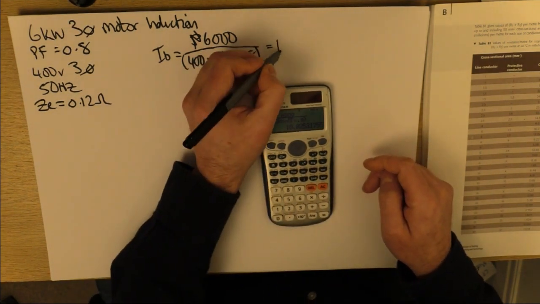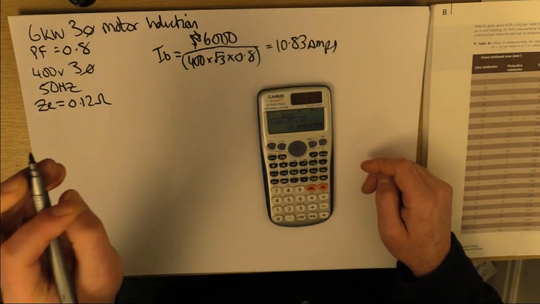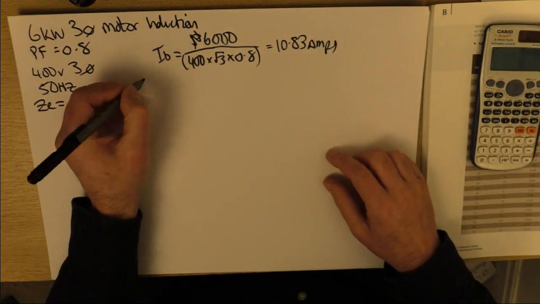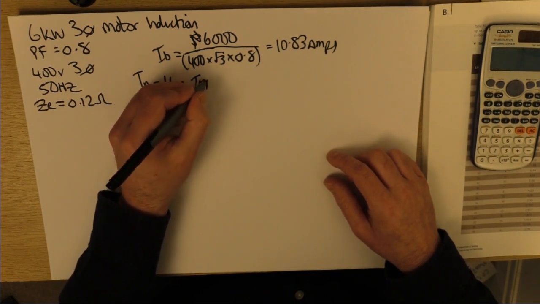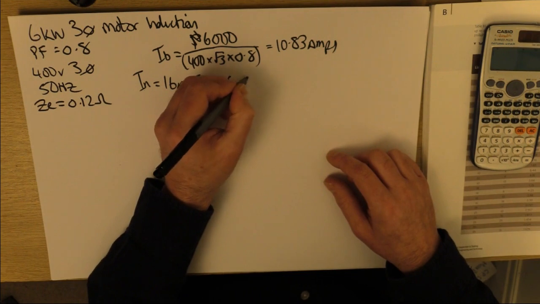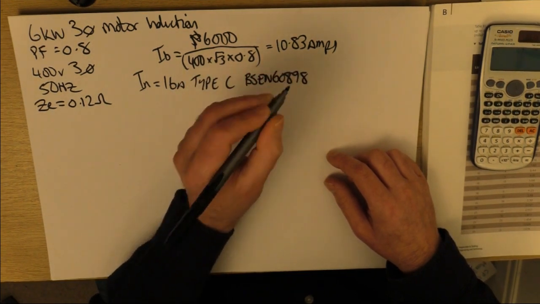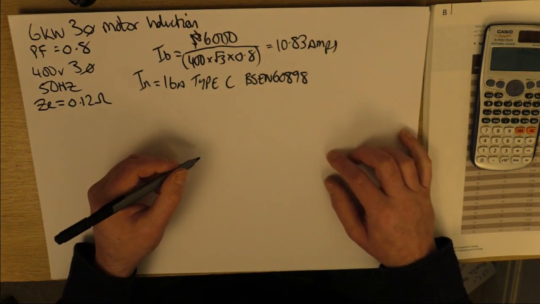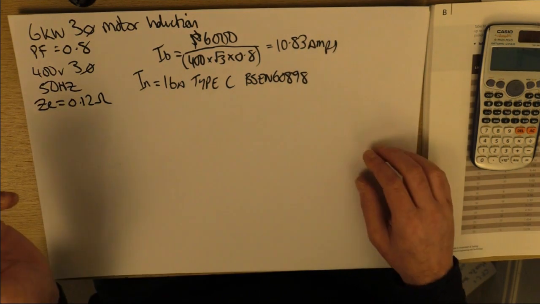Of course it is. 10.83 amps. So, we're back to IN. That'll be 16 amp type C again. And we're going for a BS EN 60898. Okay, so far exactly the same then, but this is where it kind of flips.